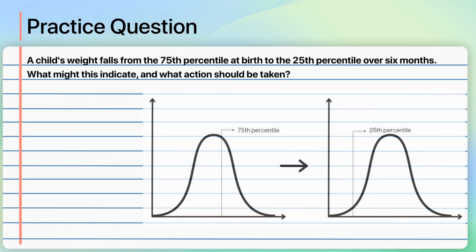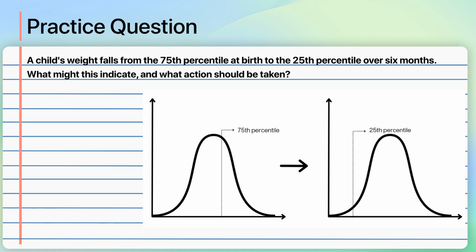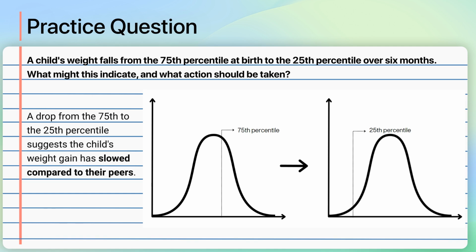Let's look at one more example. A child's weight falls from the 75th percentile at birth to the 25th percentile over 6 months. What might this indicate? And what action should be taken? A drop from the 75th to the 25th percentile suggests that the child's weight gain has slowed compared to their peers. This could indicate an underlying health issue or nutritional problem that might need addressing. By working through these examples, we can see how percentiles help us compare an individual's growth to a larger population, identify potential growth issues, and take appropriate actions when necessary.